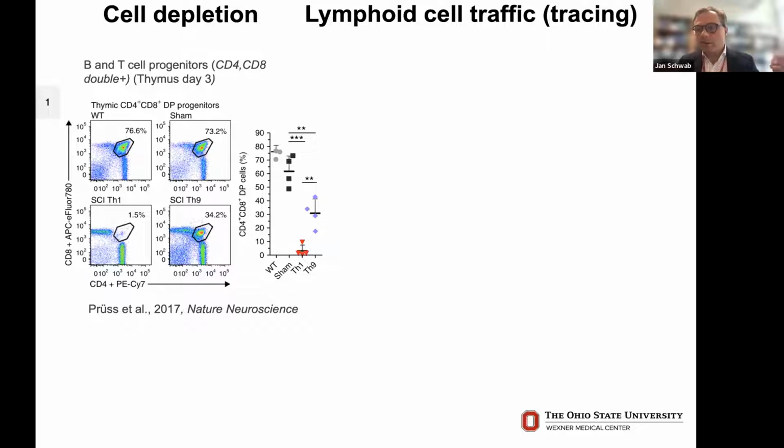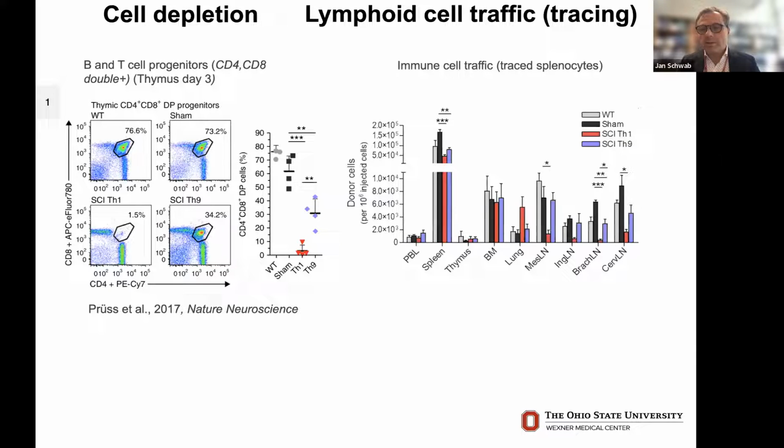Then these cells were allowed to populate for 24 hours, and then we were able to see whether these cells were homing to lymphoid organs differently. And this is illustrated here. These are the different lymphoid organs along the neuraxis. And I would like to draw your attention to the red versus the violet bars. What you can see here, particularly in red, illustrating high thoracic injured animals, is a profound deficit with cells homing to these lymphoid organs.